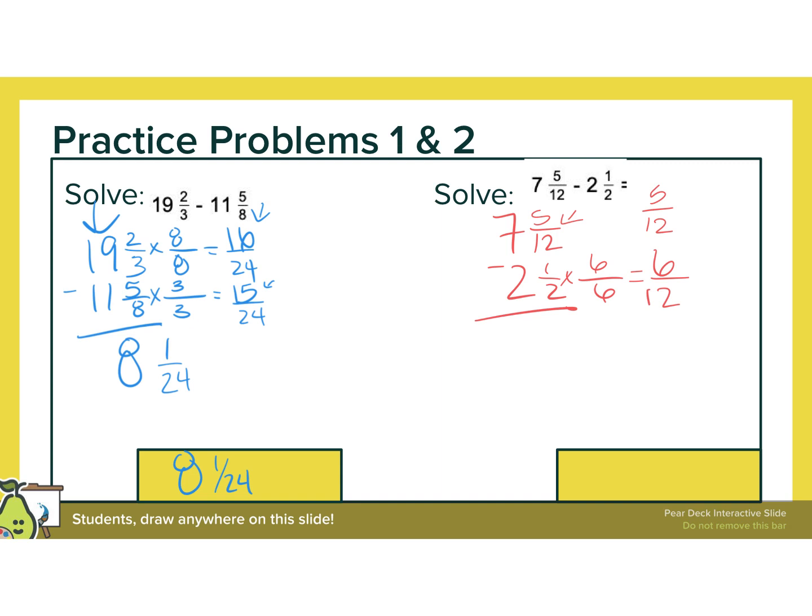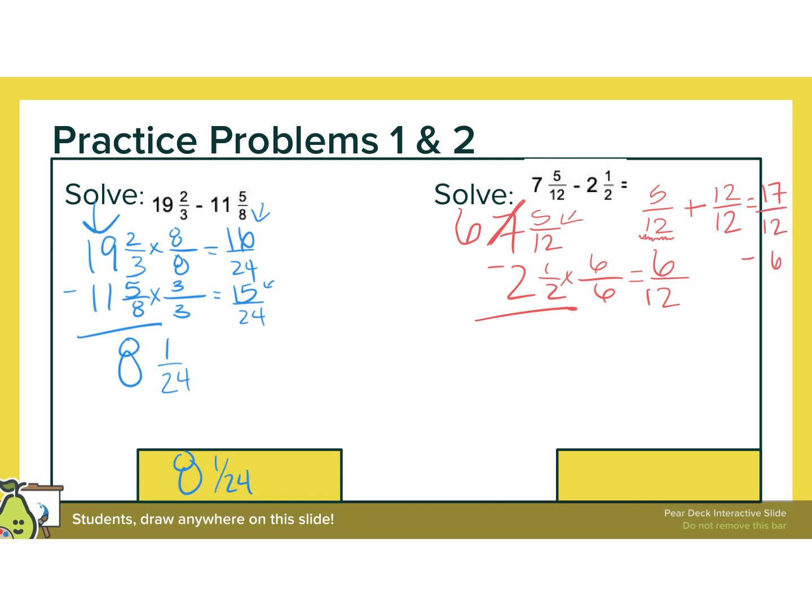5 is too small, okay? So I'm going to borrow or regroup from this 7 and make it a 6. All right? I'm going to take the 1 that I just took away from the 7, and I'm going to add it to my 5/12. I'm not going to add it as a 1. I'm going to add it as a fraction. How do I know what fraction to write? I look at the denominator. So I'm going to add it as 12/12, which gives me 17/12.